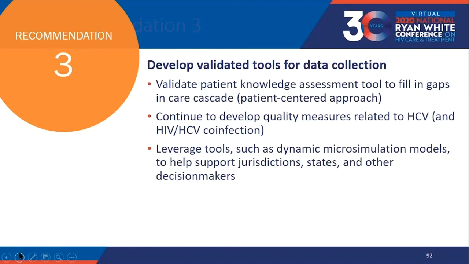Other tools could be used to support the development of other quality measures related to HIV and hepatitis C co-infection as well, such as microsimulation models that could help complement the care cascade and help support decision-making by modeling out potential scenarios where if one step of the care cascade is improved, what the downstream effects might be. And that could help support decision-making at multiple levels in terms of where to invest to fill in the gaps in the care cascade.